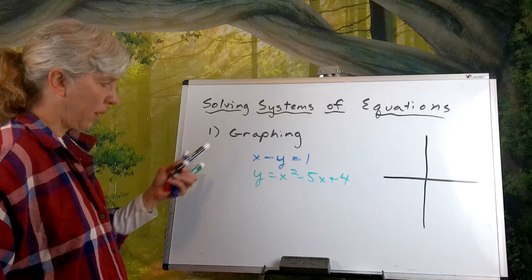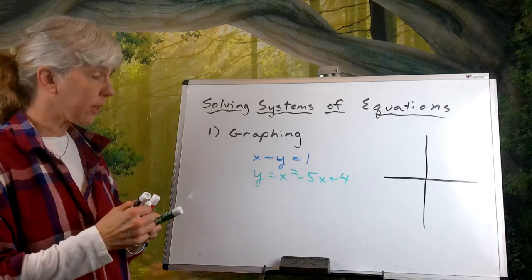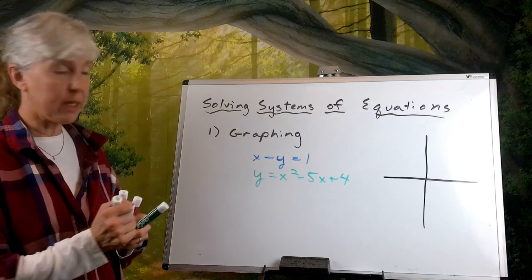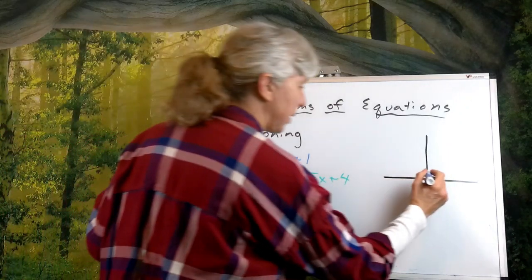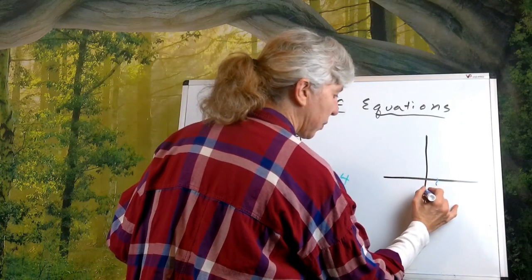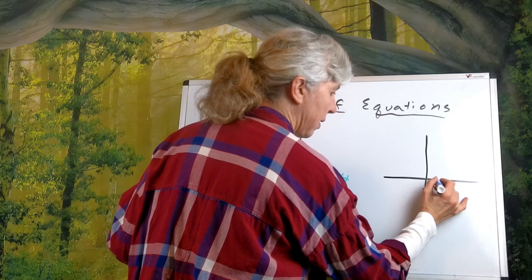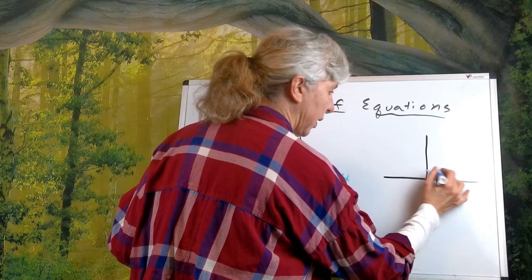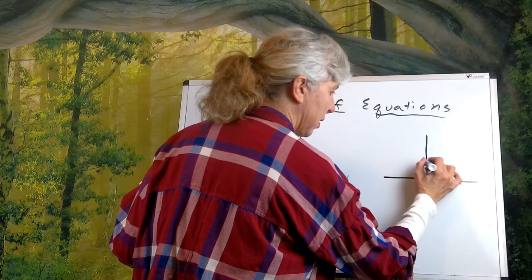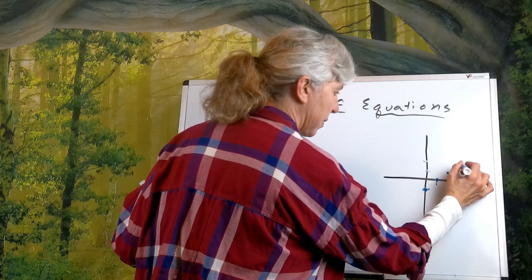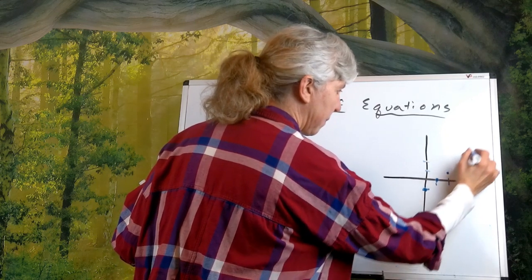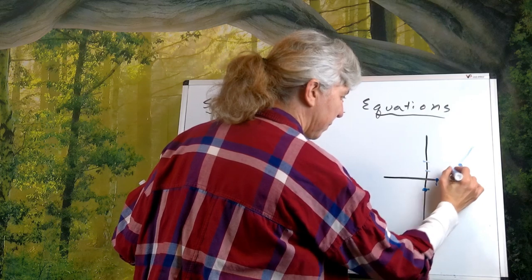Okay, so I'm going to start by graphing the line, which is easy enough. My x-intercept will be 1. My y-intercept will be -1. My slope is 1, so I can go ahead and count and get my line.